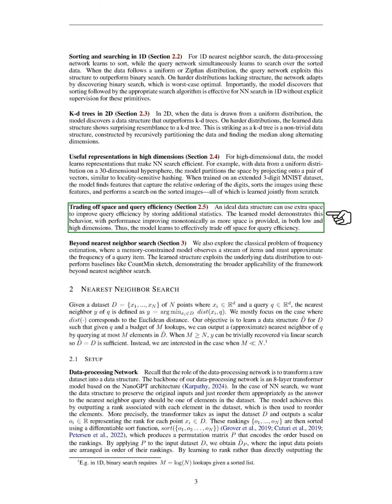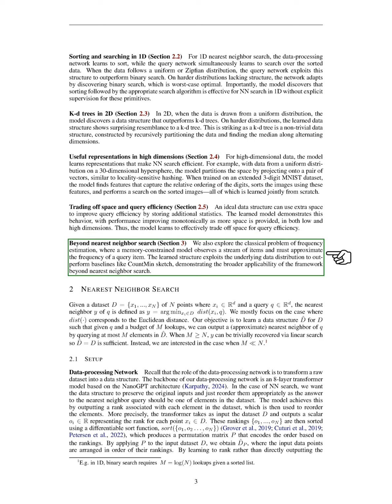Next, we address the trade-off between space and query efficiency. An ideal data structure can utilize extra space to boost query efficiency by storing additional statistics. Our learned model shows that performance consistently improves as we allocate more space, both in low and high dimensions. This indicates that the model effectively balances space and query efficiency.